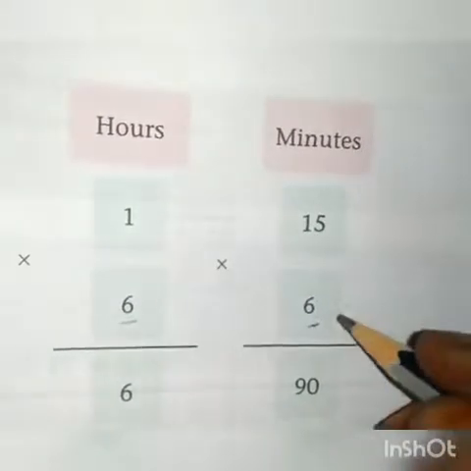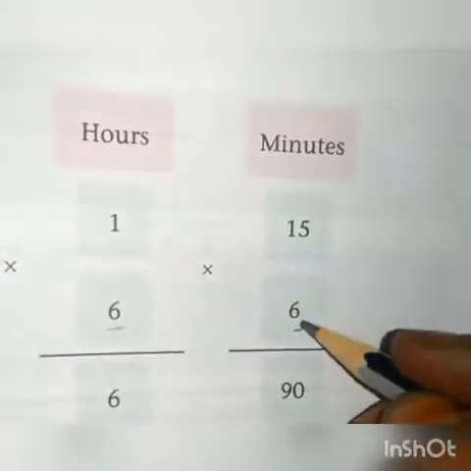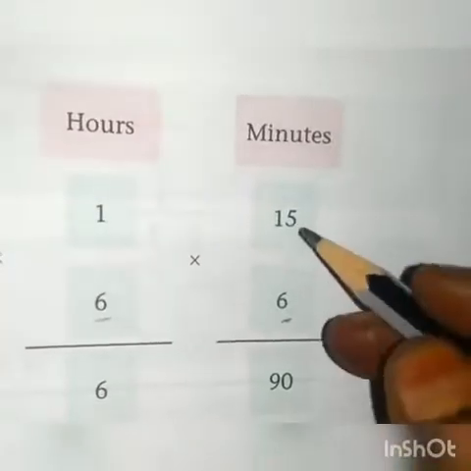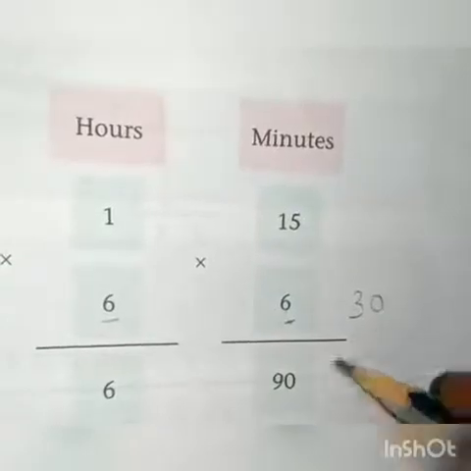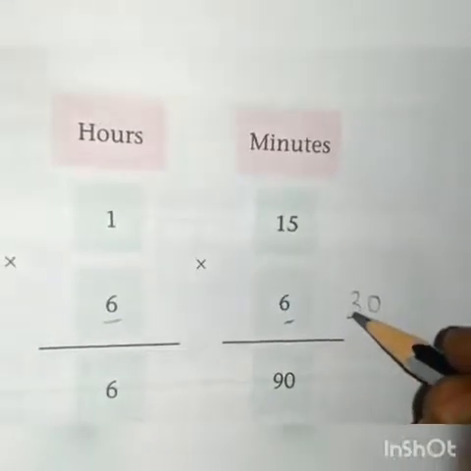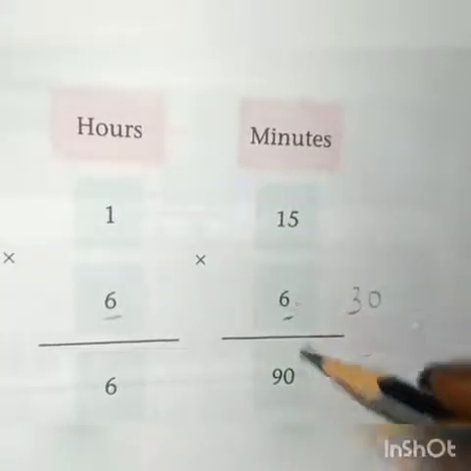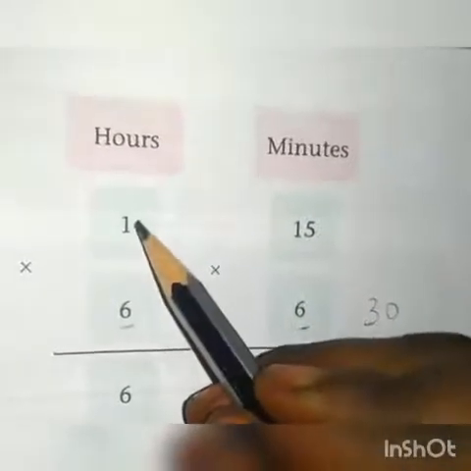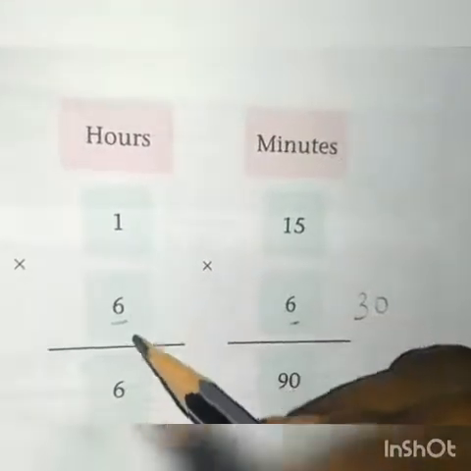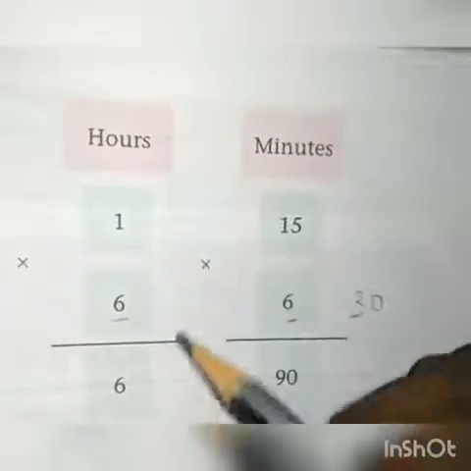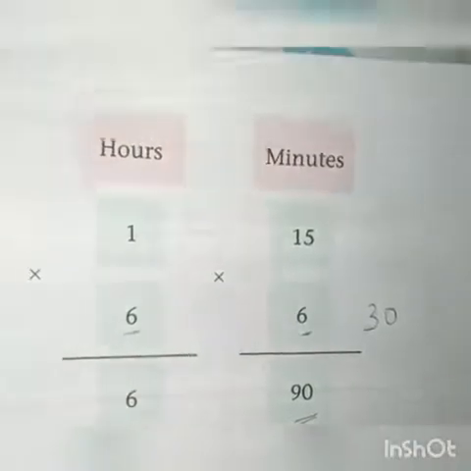First I multiply the value of minutes, 15 minutes into 6. So 15 into 6 are 90, which means 5 sixes are 30. So from 30 we write only 0, remaining is 3. 1 six is 6, 6 plus 3 is 9, so 90. 15 sixes are 90. Next we have to multiply 1 hour with 6 days. 1 into 6 is 6. So totally how many hours did we get after multiplication? 6 hours and 90 minutes.